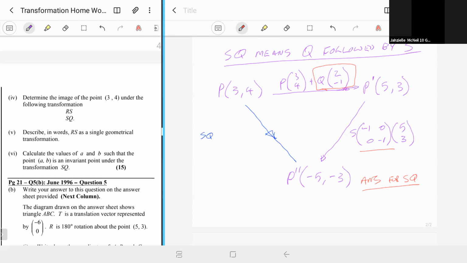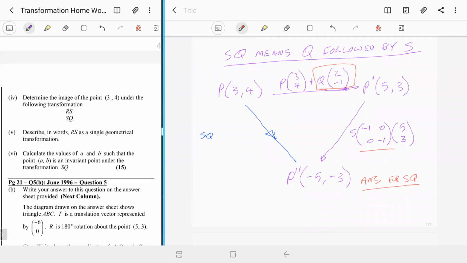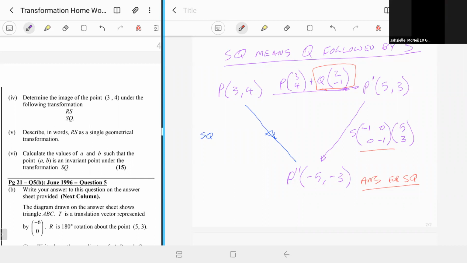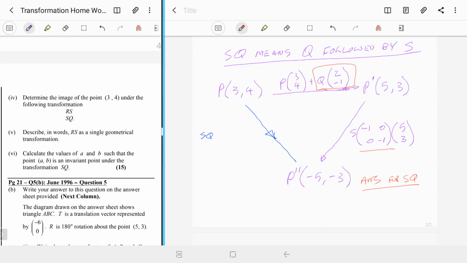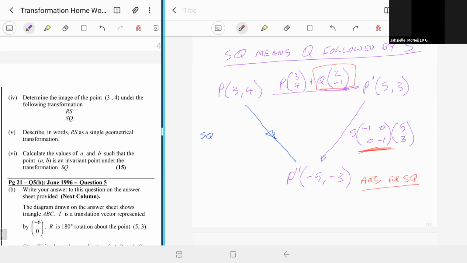Why did you add that translation? Because that's how you do translation. You add. It's the only one where you're adding the matrix. The other ones you multiply; the 2x2s you multiply. Translation you add. You translate, you add.